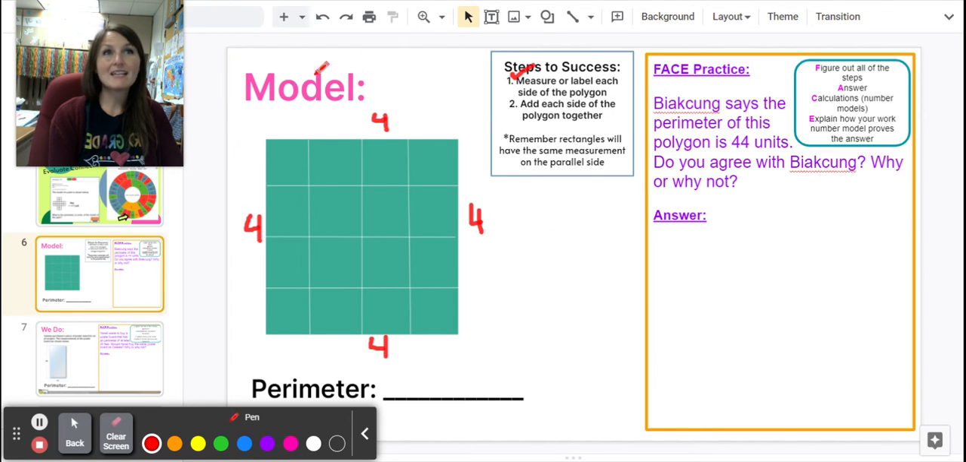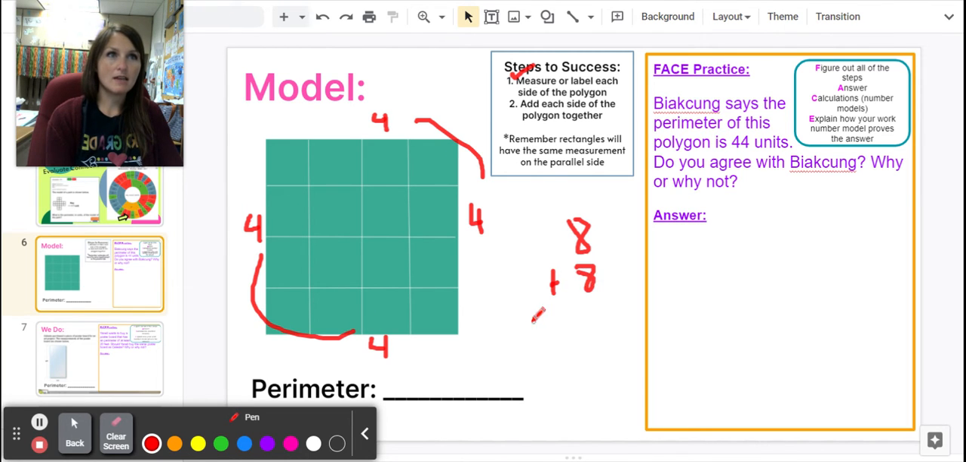Now it says I need to add each of the sides together. Yesterday we multiplied 4 times 4, but today I'm going to add it up. 4 plus 4, that's 8. And then 4 plus 4, that's 8. And 8 plus 8 equals 16. Since this is a square, it ended up having the same area as the perimeter, but that does not normally happen. So the perimeter is going to be 16 units. Remember, if we're doing area, it would be square units, but since we're doing the outside, just units.